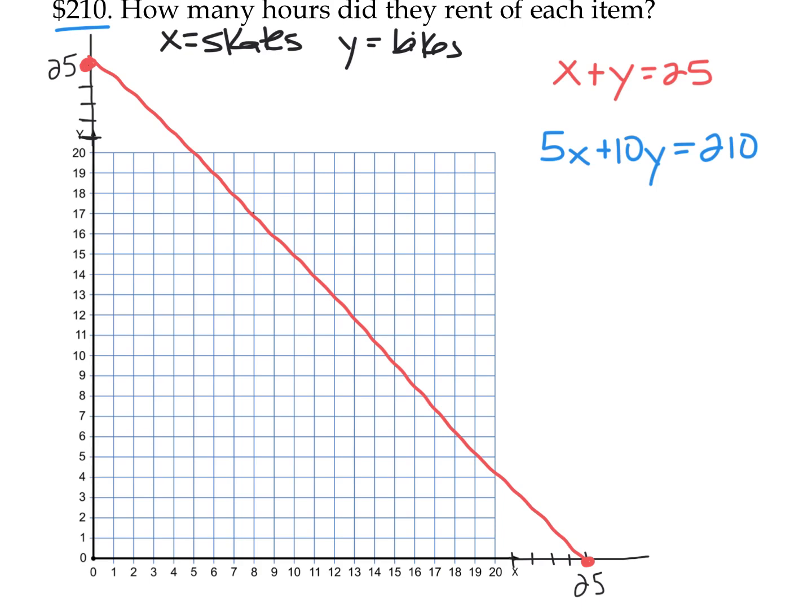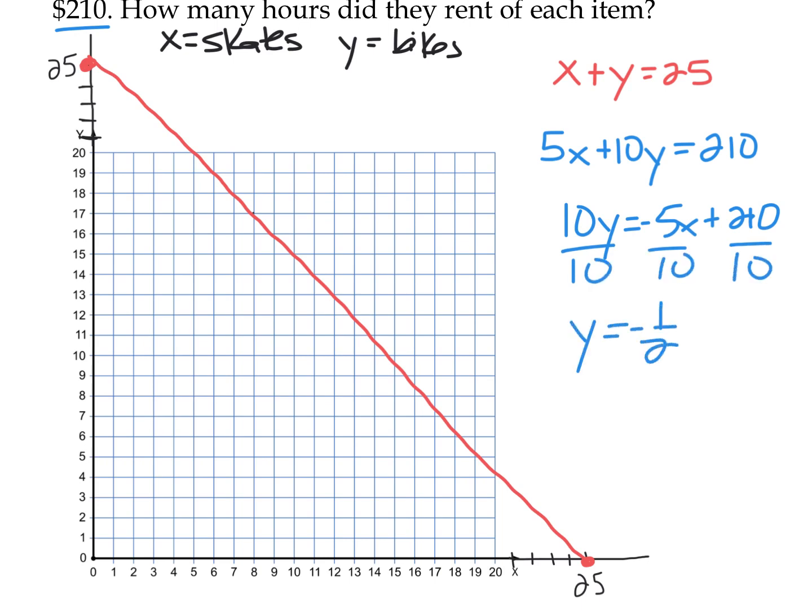And now we're going to graph the second equation. I could subtract 5x on both sides, so I get 10y equals negative 5x plus 210. And then I can divide everything by 10. I'm going to get y equals negative 1/2 x plus 21. So I have a y-intercept of 21. And I'm going to go down 1 and over 2, down 1 over 2, and I can keep doing that. I can see here they're going to be crossing, and I can draw a line through there, because really what I'm looking for is this point right here. That looks like it's at (8, 17).